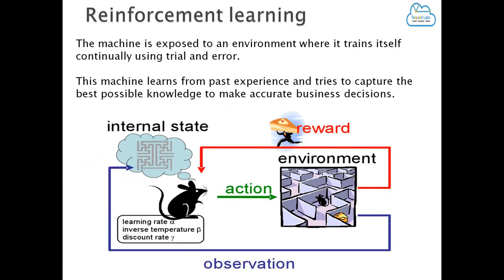Okay, after unsupervised learning, we have a concept called reinforcement learning. What is this reinforcement learning and how does it work? We'll try to understand. One thing about reinforcement learning is that it is based on a trial and error method.